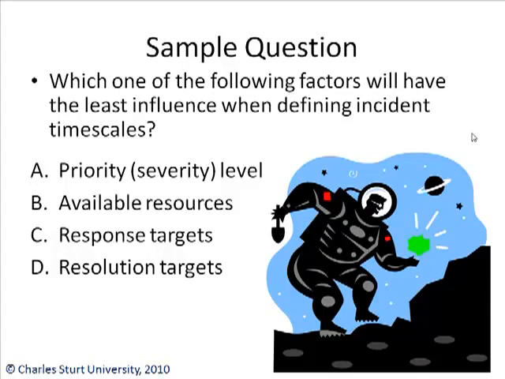Sample question. Which one of the following factors will have the least amount of influence when defining incident timescales? Answer A, priority or severity level. Answer B, available resources. Answer C, response targets. And answer D, resolution targets. I'll give you a couple of seconds to think about the answer, and then as usual, we continue.